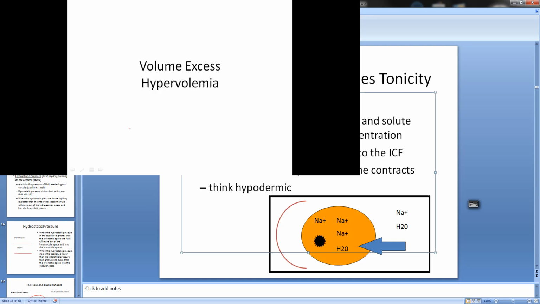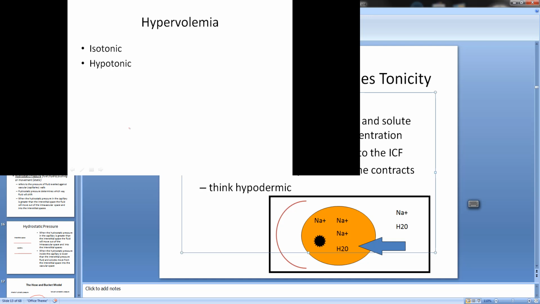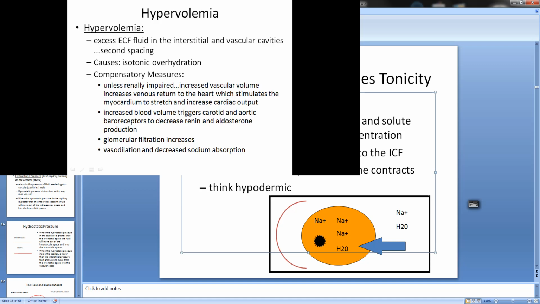So the few things we wanted you really to understand in this module is volume excess and hypervolemia. And then the contrary, of course, is hypovolemia. With hypervolemia, there are two types, isotonic and hypotonic. Hypervolemia really refers to the excess amount of ECF fluid in the interstitial and vascular cavities. In other words, it causes an isotonic overhydration.